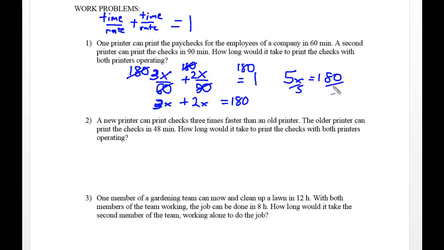Dividing both sides by 5, x is equal to 36, which means that working together the printers take 36 minutes. If you want to check your answer, you can go 36 over 60 plus 36 over 90, and that will equal 1 if you do your common denominator and follow through on the problem. 36 sixtieths plus 36 ninetieths adds up to 1.